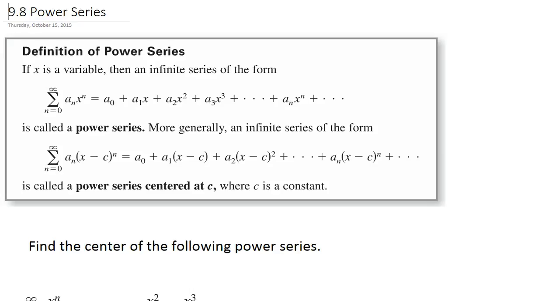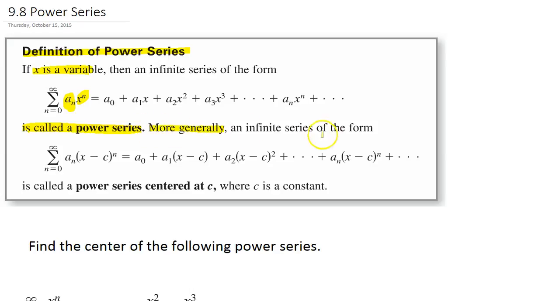Definition of power series. Now, if x is a variable, then an infinite series of this form is called a power series. Alright guys, have a look. You have a series here. an is some function of n, and then you have x to the power n. This is the simplest power series.